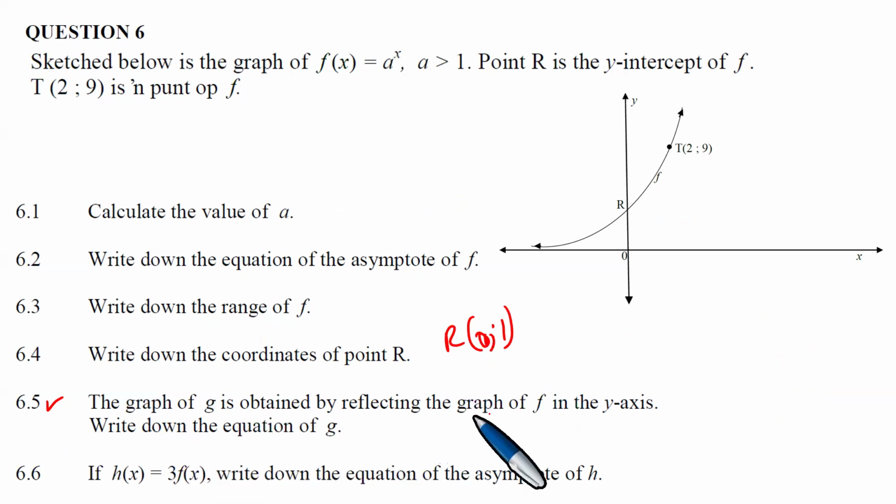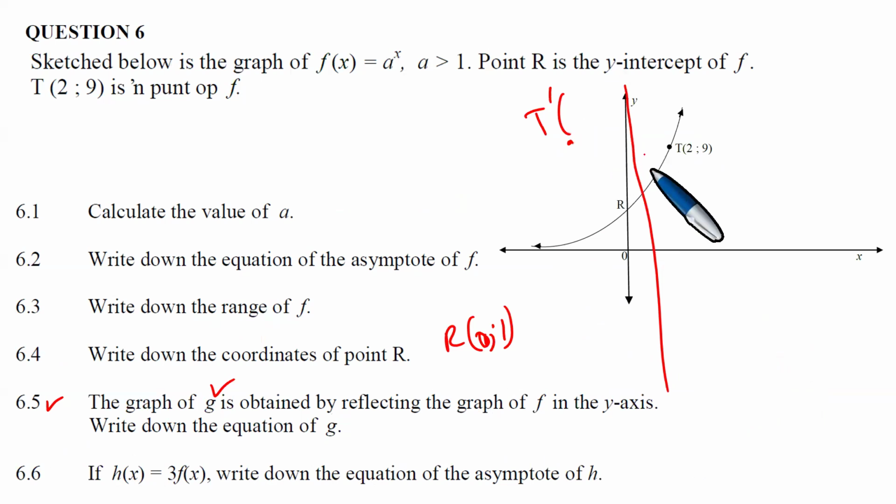So if you reflect this graph in the y-axis, you can take a point. This point is going to be reflected here, and there's going to be a point t prime, where x is going to be negative and y is going to be exactly the same. Write down the equation of g. So how do you write down the equation of g?